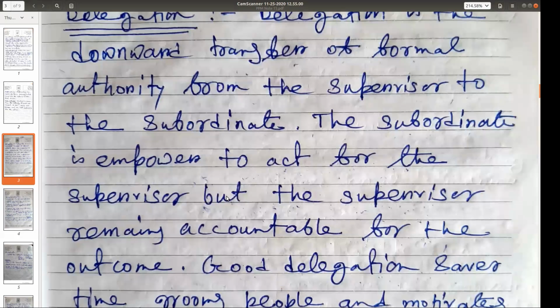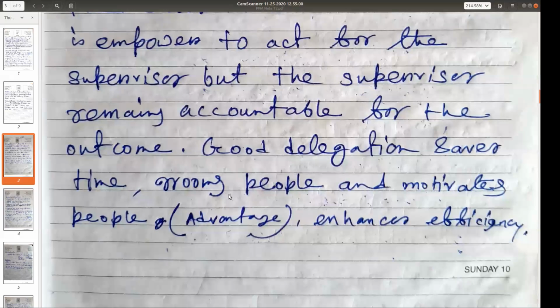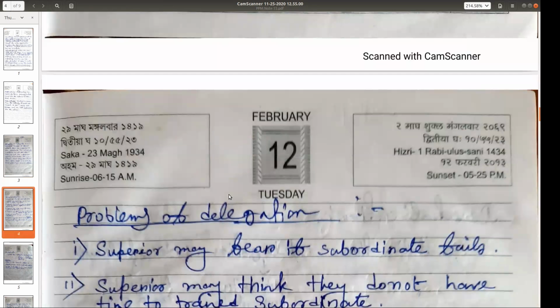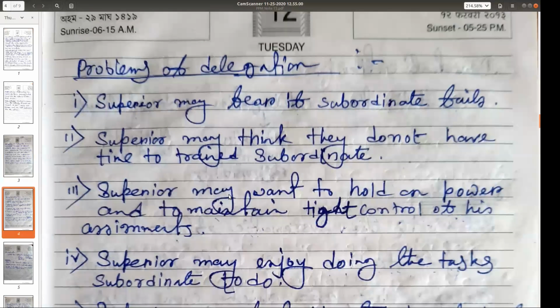The subordinate is empowered to act for the supervisor, but the supervisor remains accountable for the outcome. So that is about delegation. Delegation has some advantages: it can save time, it can groom other people, and it can motivate. We have discussed these things. I have just kept this for remembering purposes. Next, problems with delegation. What are the problems?